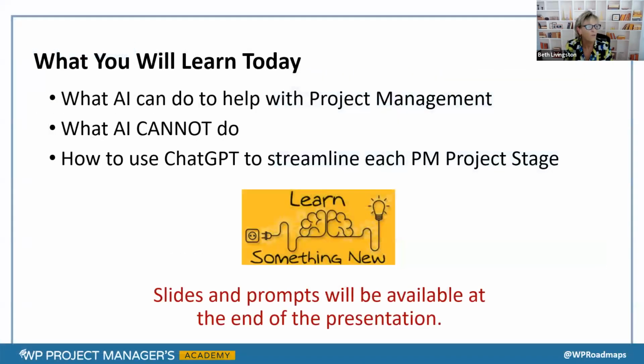So what you're going to learn is what AI can do to help with project management, and then also what AI cannot do, and also how to use ChatGPT, one form of AI, to streamline each of the project management stages in the project management life cycle. And so the slides and prompts will be available at the end, but a few minutes after the end.